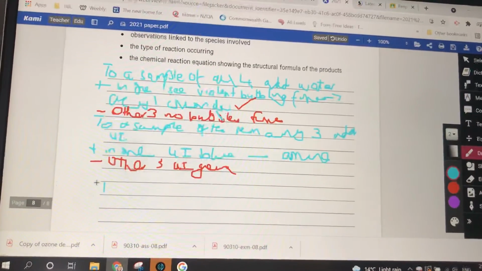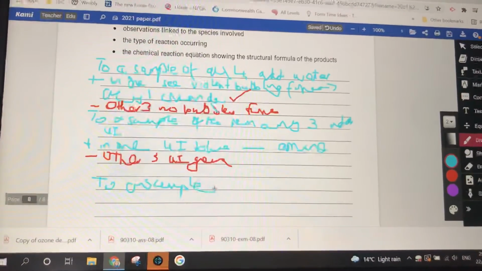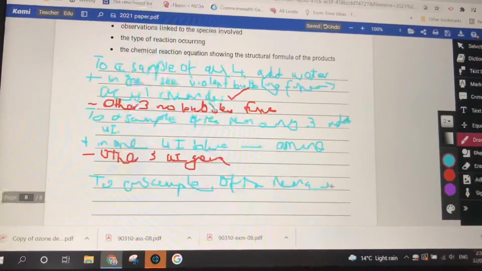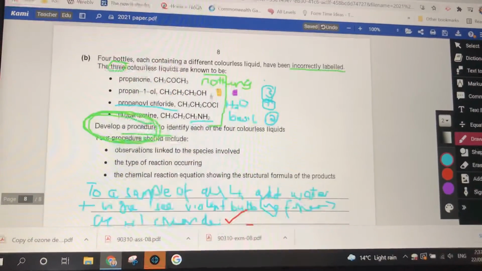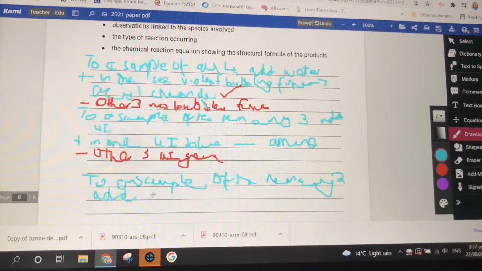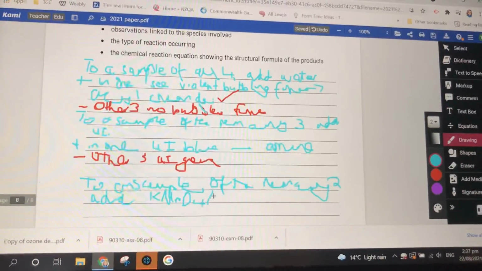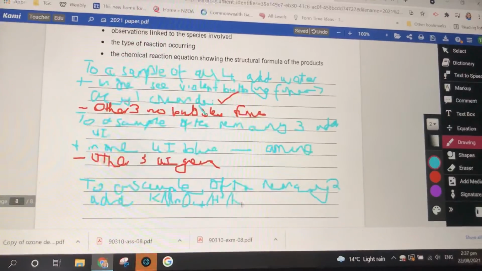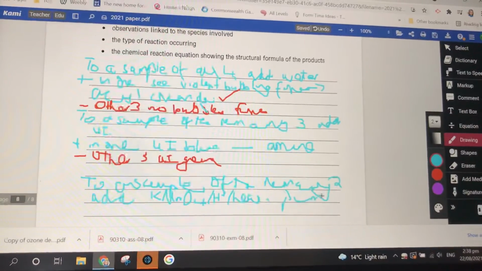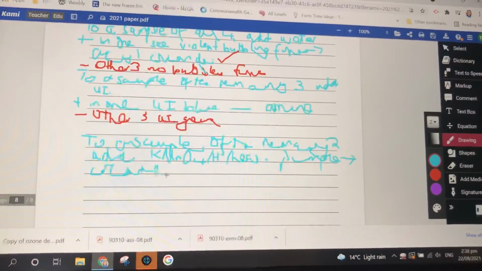Right, so now I've got 2 left. So to a sample of the remaining 2, the second to last thing I picked was my permanganate, potassium permanganate, KMnO4. I'm going to acidify that. And guess what? I'm going to add heat. And I should see 1 goes from purple to colourless. And that is going to be my alcohol.